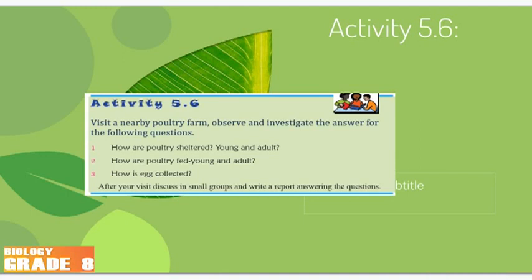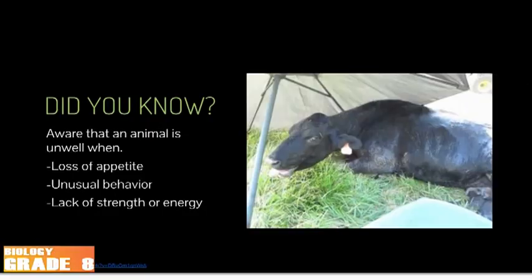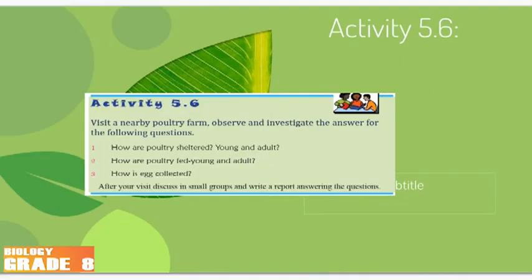Visit a nearby poultry farm. Observe and investigate the answers to the following questions. 1. How are poultry sheltered? 2. How are young and adult poultry fed? 3. How is an egg collected? After your visit, discuss in small groups and write a report about the questions mentioned above.